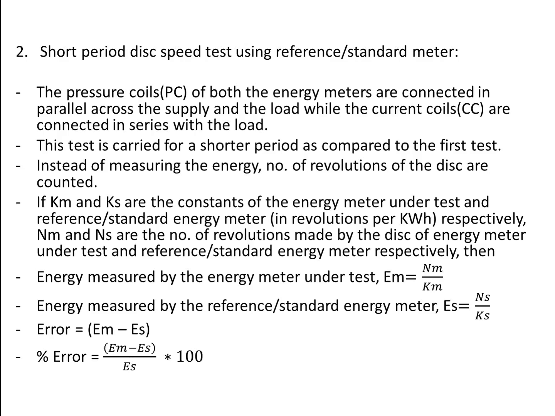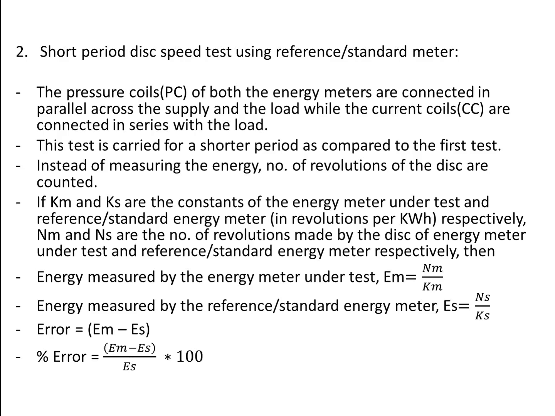If the meter constants of both the meters are Km and Ks respectively, unit will be revolutions per kWh, kilowatt hour. Kilowatt hour is the unit of energy. And if the respective number of revolutions made by their disks are Nm and Ns, then from the value of meter constants and number of revolutions made by the disk, we can calculate energy measured by the energy meter. So for test energy meter, Em will be equal to Nm by Km, and for the reference energy meter, Es will be equal to Ns by Ks.